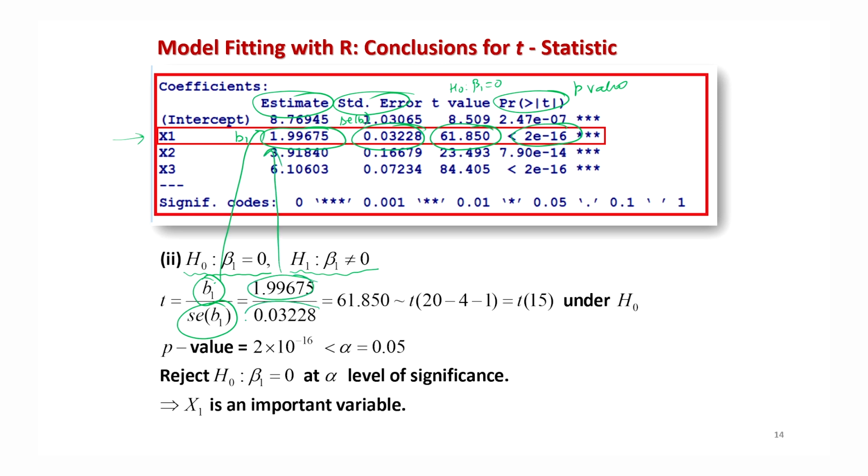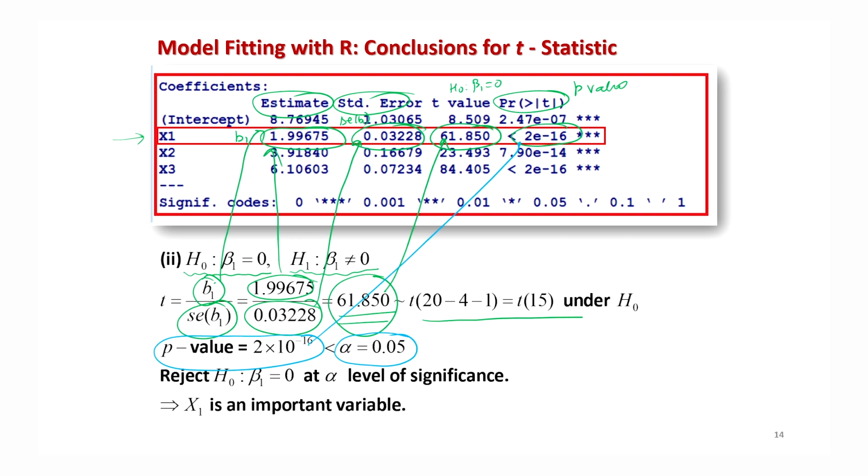Then the standard error of B1 will come from the standard error of this B1, which is 0.03228. If you calculate it, this comes out to be 61.850, which is mentioned here. This again follows a t distribution with 15 degrees of freedom under H naught. Its p value is given here as 2 into 10 power of minus 16, which is very close to 0, and it is smaller than the level of significance alpha, which is considered here as 0.05, that is, 5% level of significance.